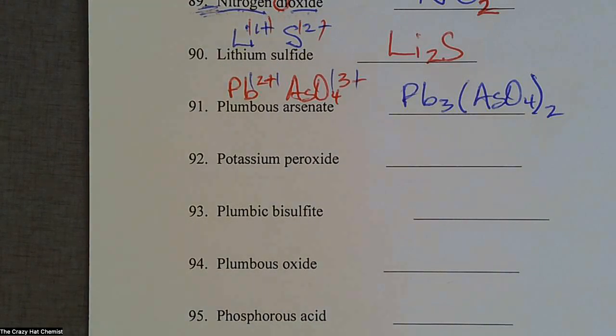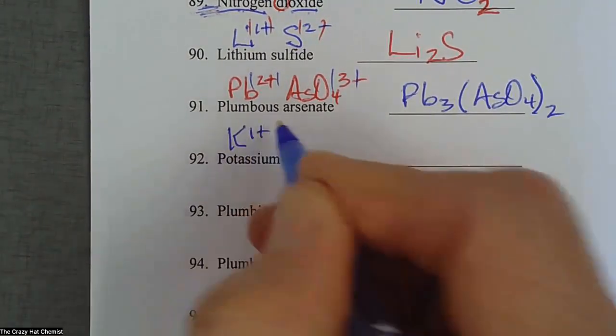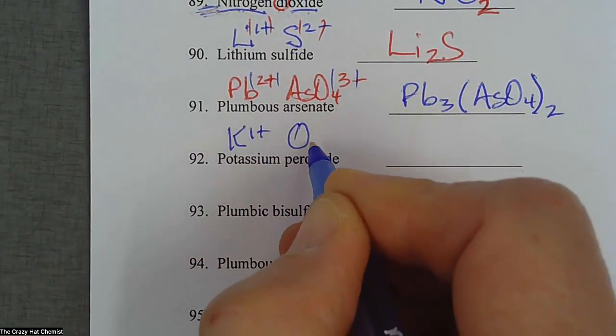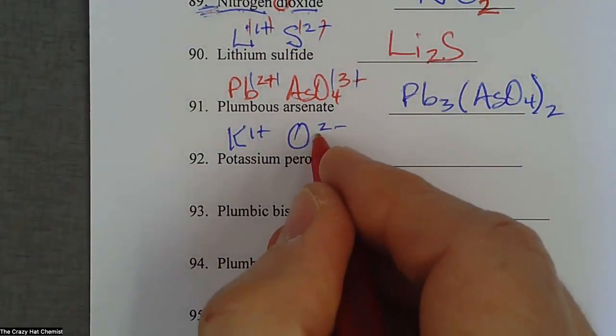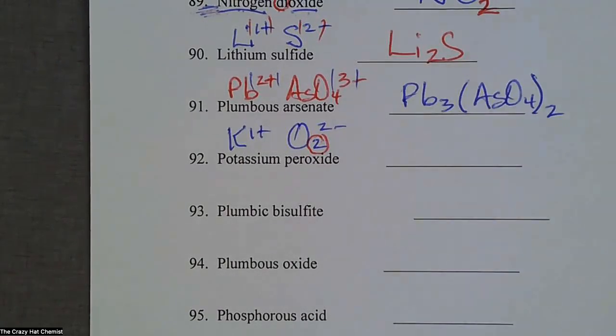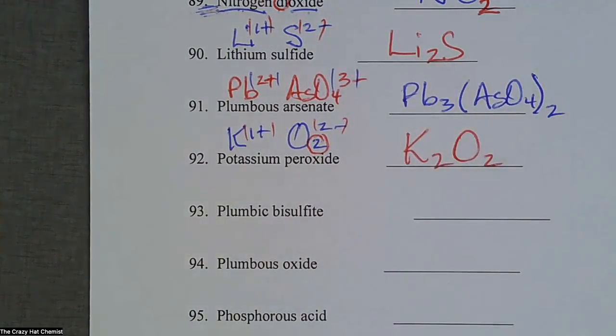And then we're going to keep on going here. We got potassium peroxide. Potassium is a group 1. Peroxide is a polyatomic ion of O2, 2 minus. And this 2 can never be reduced. I'm going to take the absolute value of these two numbers, flip them, bring them down, and I get K2O2. And no, you cannot reduce that to KO.